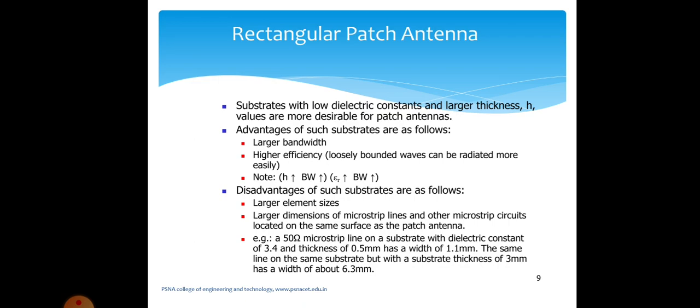But the disadvantage of such antennas with such substrates is large size, large dimensions of the microstrip line, because the design involves epsilon r, h and also the wavelength. So it will alter the dimensions, and the size of the antenna will be large.